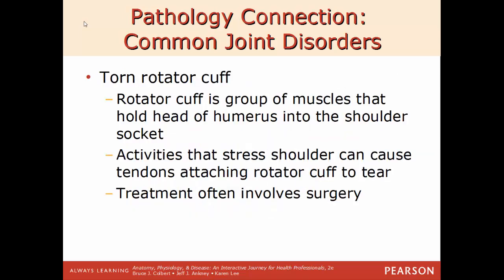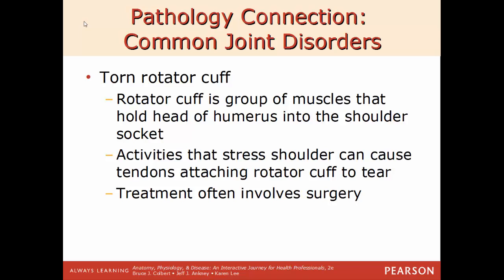Another common one, a torn rotator cuff. This is common for athletes such as baseball players, like pitchers, or quarterbacks in American football. Now, the rotator cuff is a group of muscles that hold the head of the humerus, the upper arm, into the scapula, or the shoulder blade.